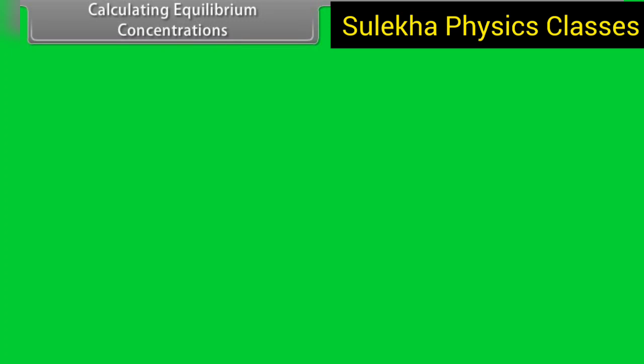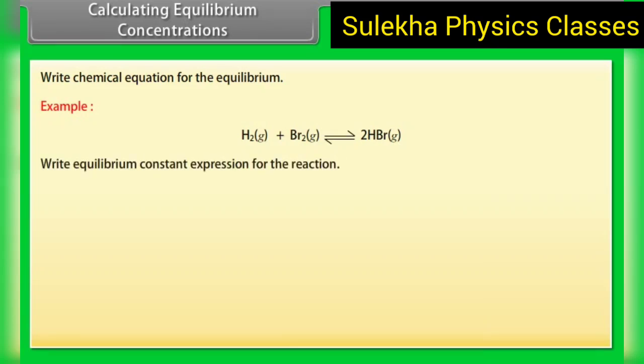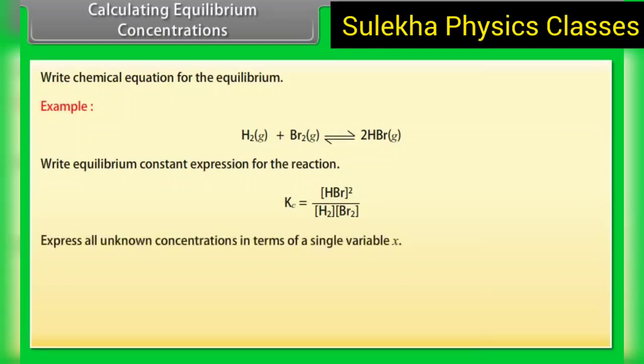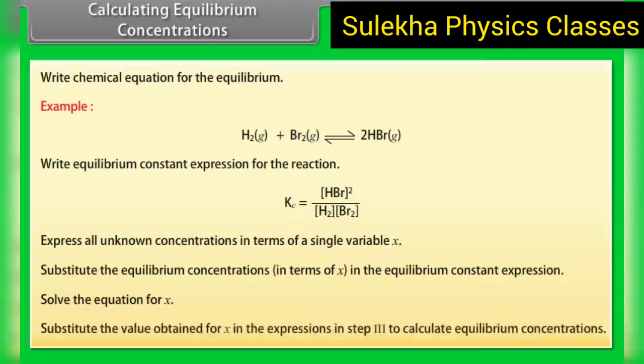Calculating equilibrium concentrations. Write the chemical equation for the equilibrium. Write the equilibrium constant expression for the reaction. Express all unknown concentrations in terms of a single variable x. Substitute the equilibrium concentrations in terms of x in the equilibrium constant expression. Solve the equation for x. Substitute the value obtained for x in the expressions in step 3 to calculate equilibrium concentrations.